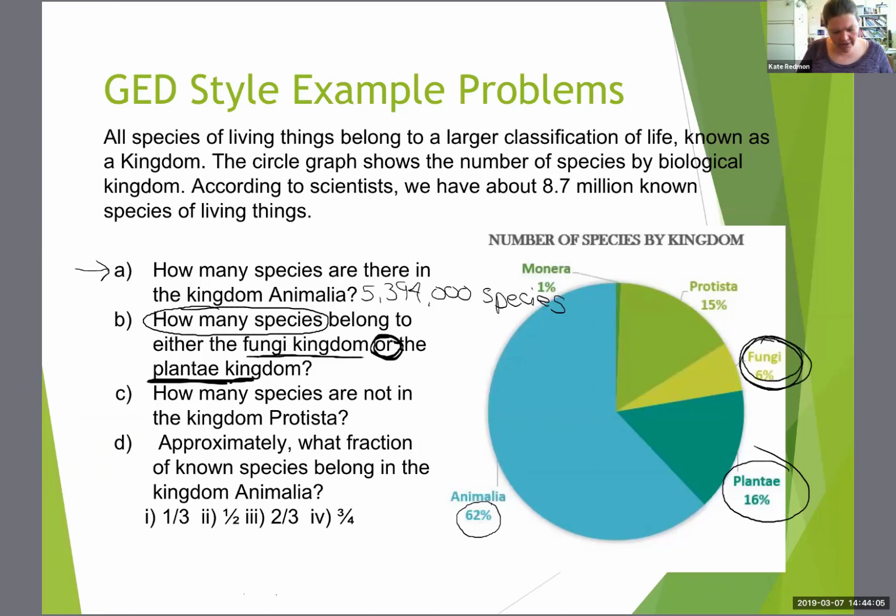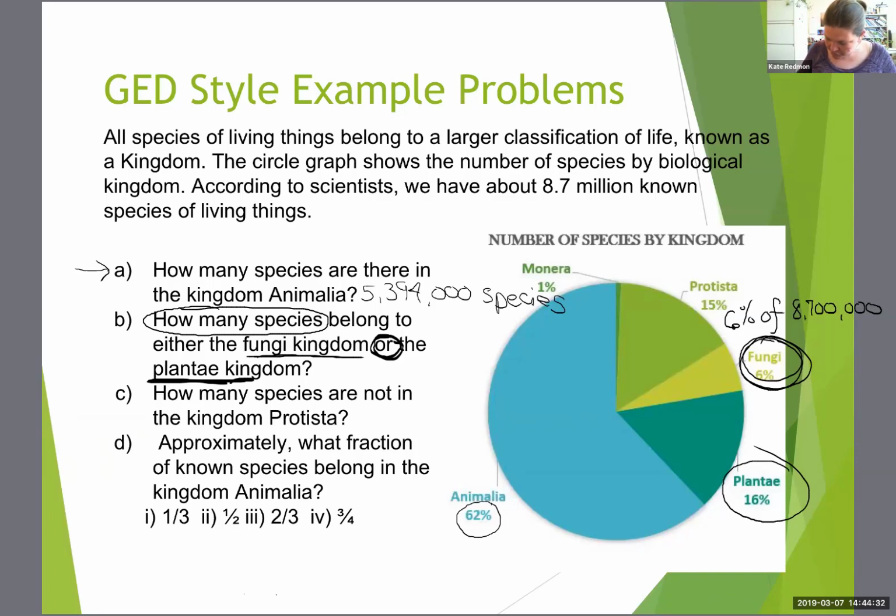So fungi is 6% of what? 8.7 million. And again, I'm going to do myself a favor so I don't have to convert later and just write the 8.7 million like that. Again, the millions comma would go where the decimal place had been. And I don't have to type the comma into my calculator. It just helps me write my number.